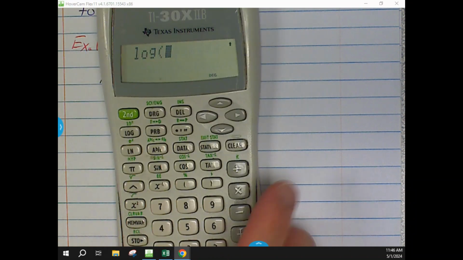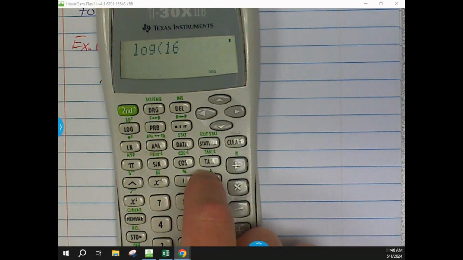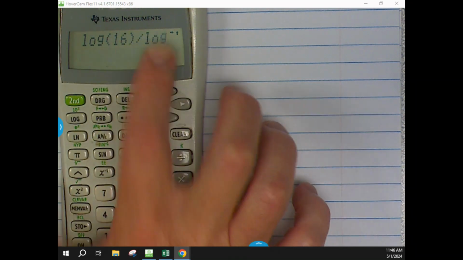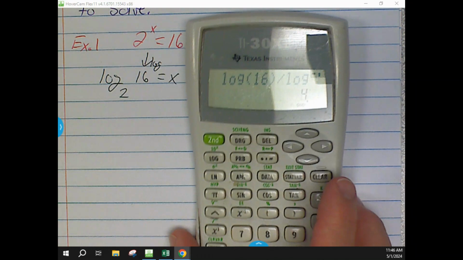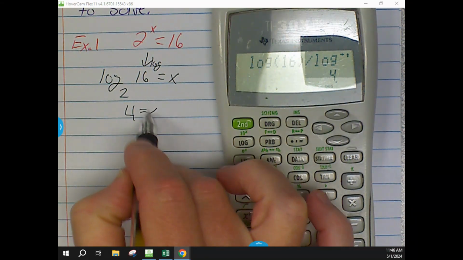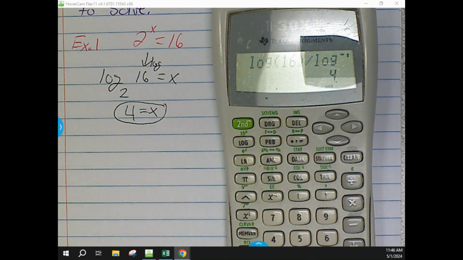Good. Just make sure on that one that you do log of the top number. Here we go. And again, make sure you close off the parentheses. That's the big thing you've got to do. Then hit divided by log of the bottom number, your base. Hit enter, and we got 4. So log of the top number divided by log of the base. All right, so did everybody get 4 from that? Did anybody not get 4?